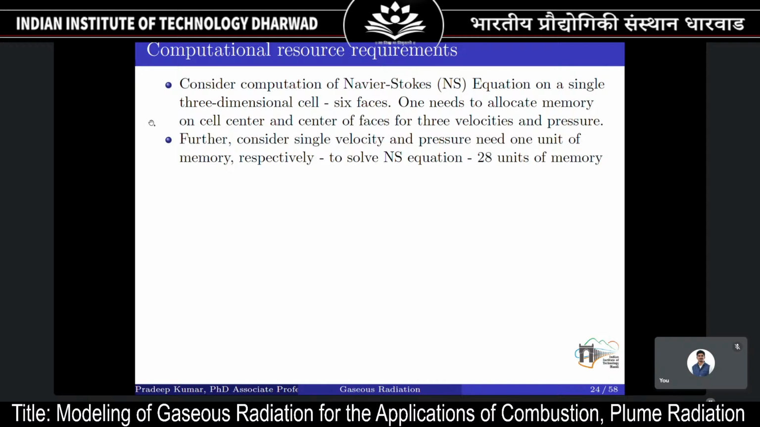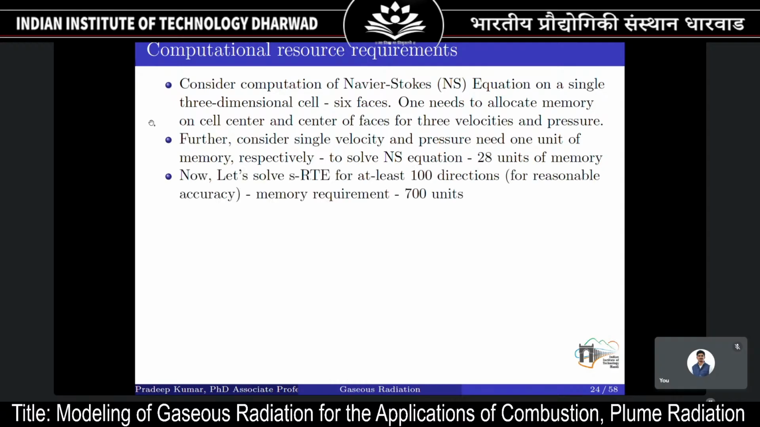Yes, correct. But to solve RT, or diffuse in all directions, at least you need 100 directions, so you need 700 units of memory. I'm talking about only one residual, only at one spectral location. So it's still more than one order higher memory requirement to solve the RT.